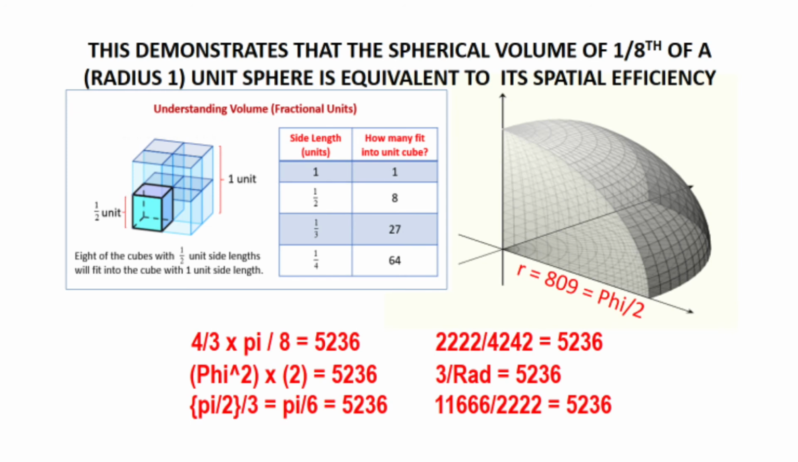The quantization of an individual Planck particle requires a 90-degree Cartesian segmentation where each fundamental spherical unit partially occupies 8 fractional unit cells with a 52.36% spatial efficiency, or 4/3 pi divided by 8. This 5236 value also equals phi squared times 2, which again corresponds to the sacred Egyptian cubit, as though that ancient culture were somehow aware of the mathematical properties of the zero-point field.